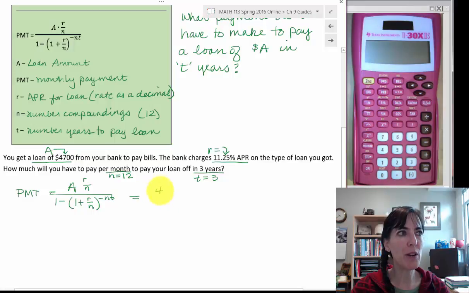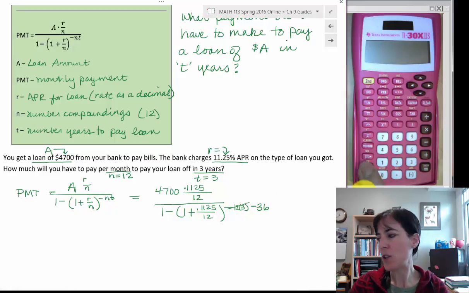And so when we plug in our values, we'll have that 4,700. The R was 0.1125. Change it to a decimal, or make sure you use that percent button on your calculator. And the N is 12. And then we have that over 1 minus 1 plus 0.1125 over 12 to the negative, and I'm making it really big so we don't forget to do it, 12 times 3. And so that's going to be a negative 36.